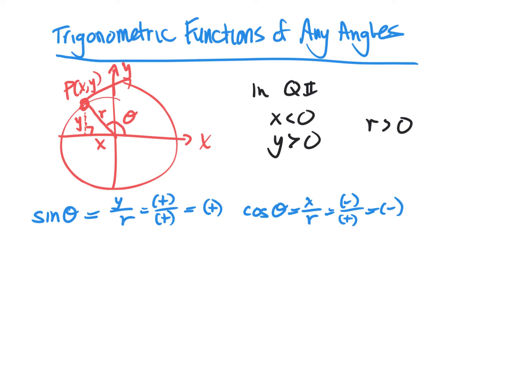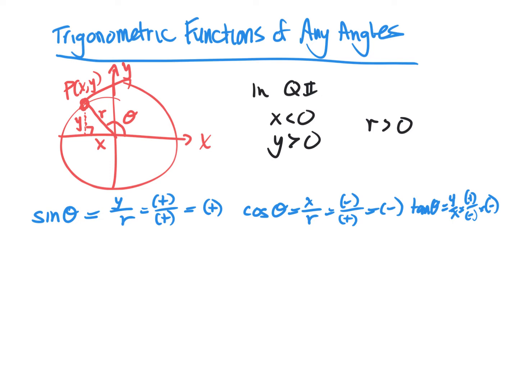And finally, we have that tangent of theta is y over x, which is a positive over x. X was negative, and so positive over negative is negative. So tangent is negative in quadrant 2.